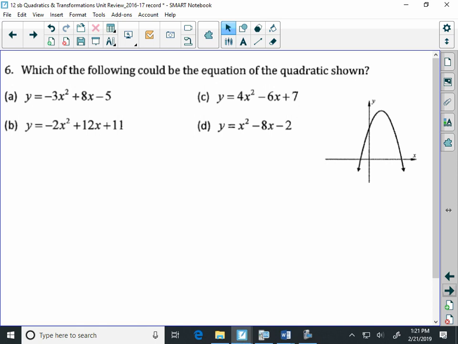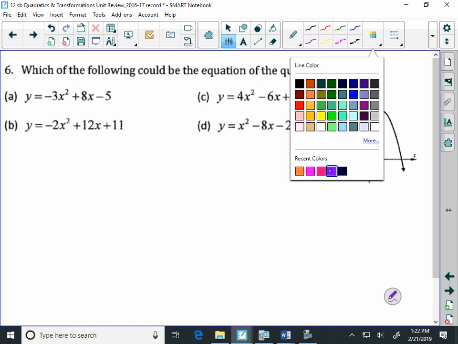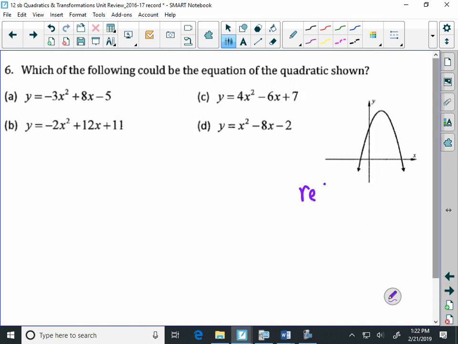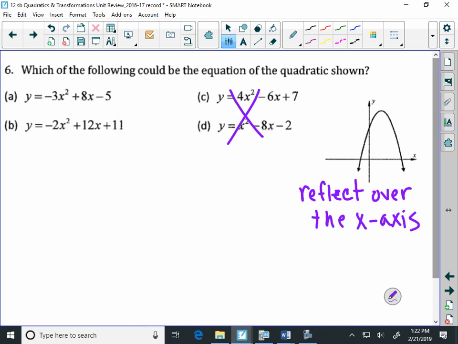A few multiple choice questions now. It says, which of the following could be the equation of the quadratic shown? So as we take a look at the picture here, the first thing that we need to recognize is that it's an upside down parabola. And because it's upside down, that means we have reflected over the x-axis. And because of that, we can eliminate two of the answers. We can eliminate C and we can eliminate D here.